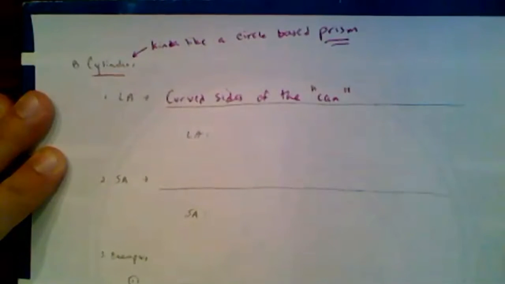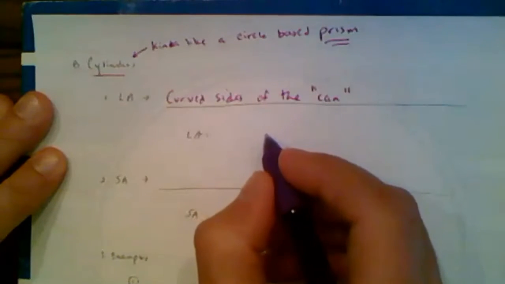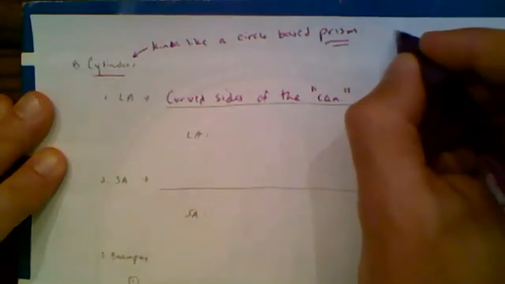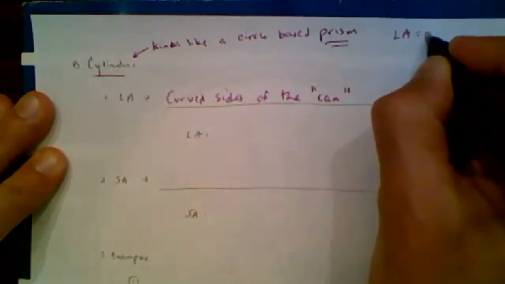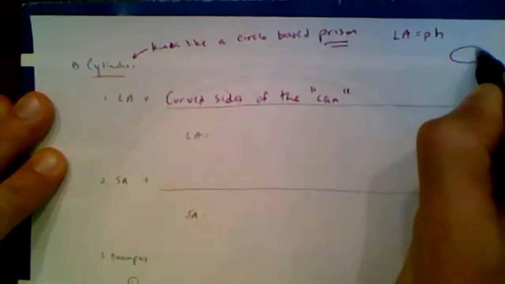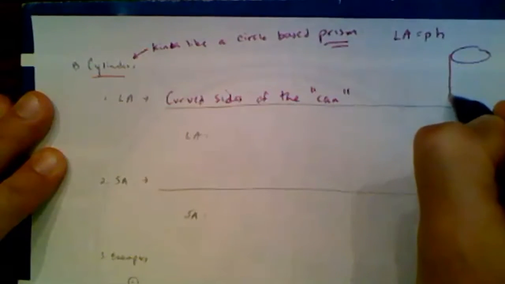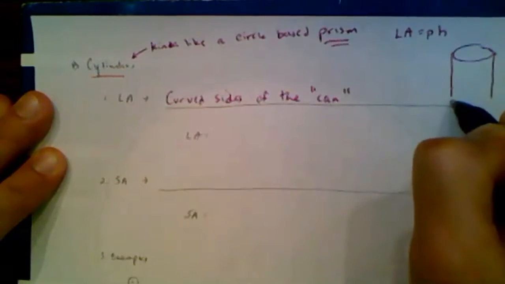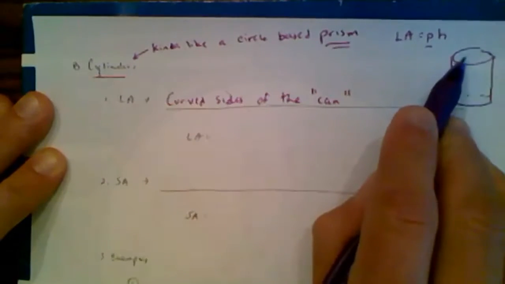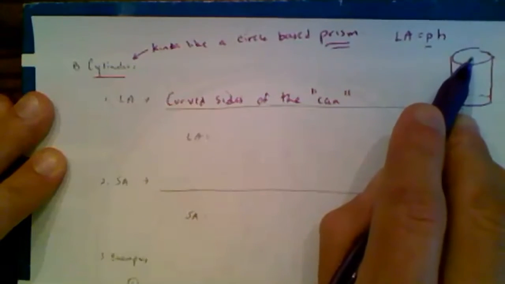So if you kind of unrolled it, that creates your lateral area. Again, it's going to mimic the lateral area for a prism. Remember, lateral area for a prism was what? The perimeter of the base times the height. Well, if the base is always a circle, and I want to find the perimeter of the base, I'm basically finding the circumference. So the perimeter in this case is always going to be the circumference.